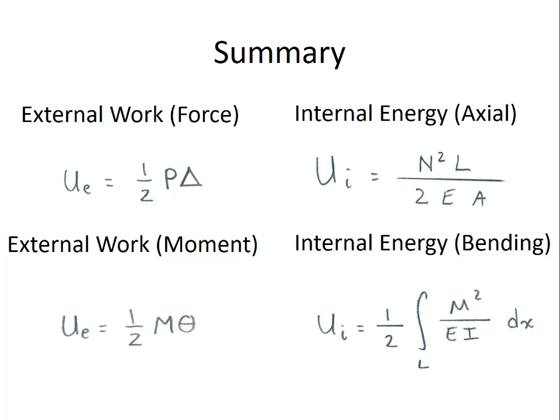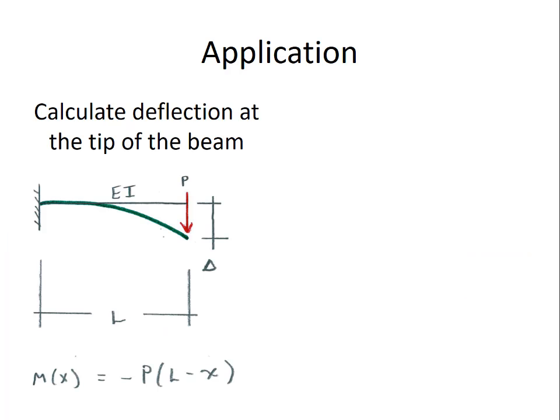Let's see how this is applied. We can use this, say, to calculate the deflection at the tip of a beam. So here's a cantilever beam, bending stiffness EI, a load P at the end. It deflects a distance delta at the end. The beam is of length L. The expression for the moment is given at the bottom.